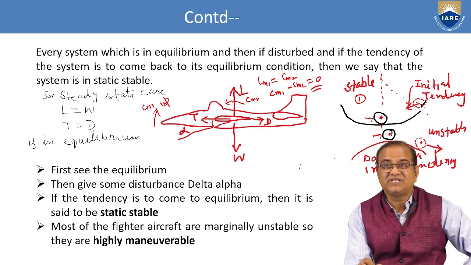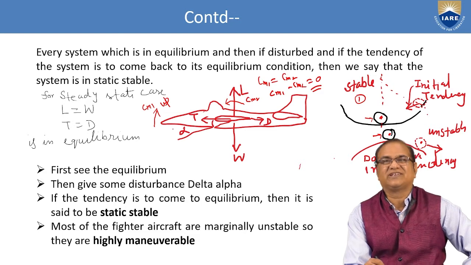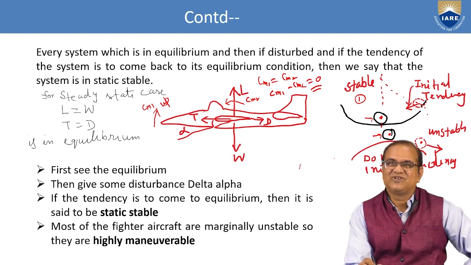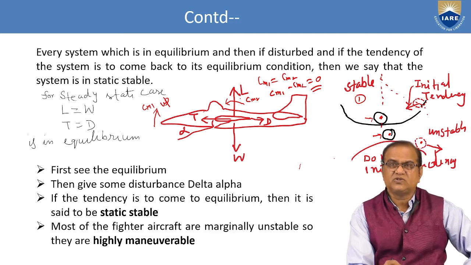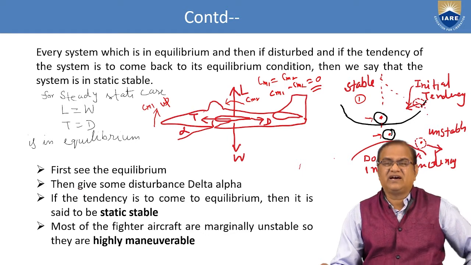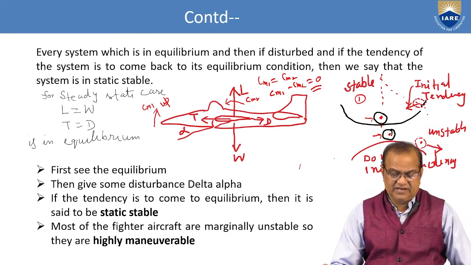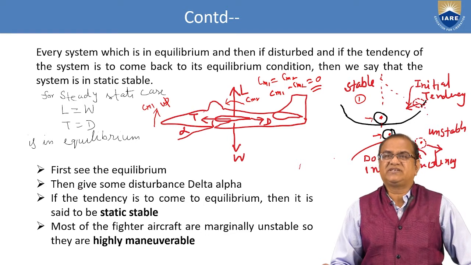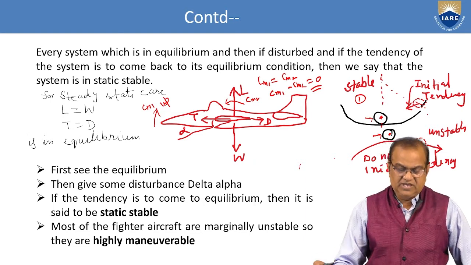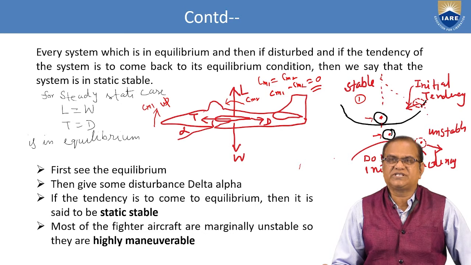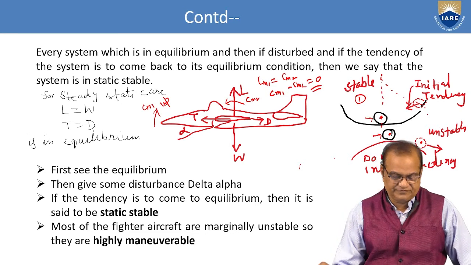And the tendency of this thing is to come to its equilibrium position. That is also the one issue. So in this condition, we can say that the aircraft is statically stable. So we have to see the equilibrium, then give some disturbance, delta alpha, as shown here. If the tendency is to come to its equilibrium, then it is said to be statically stable.